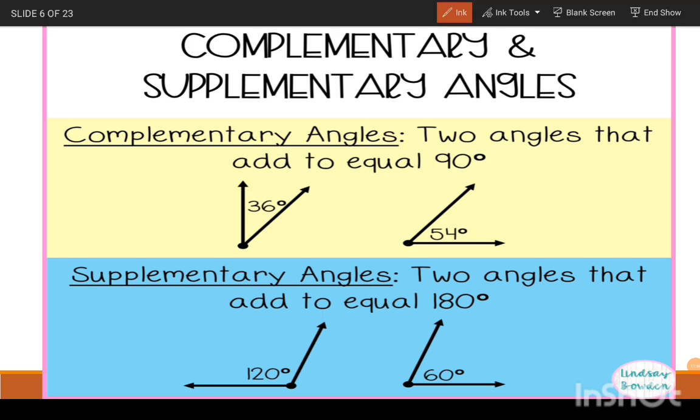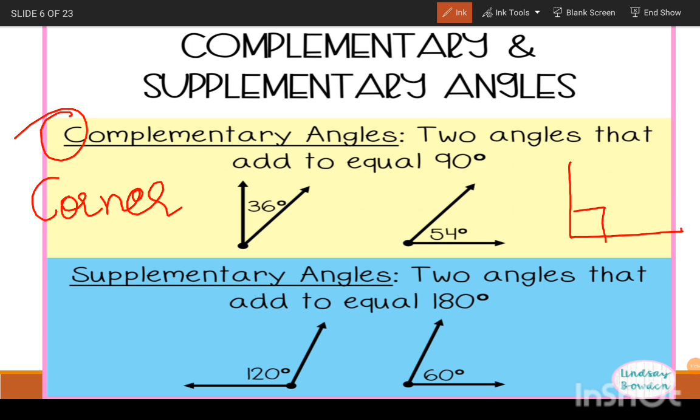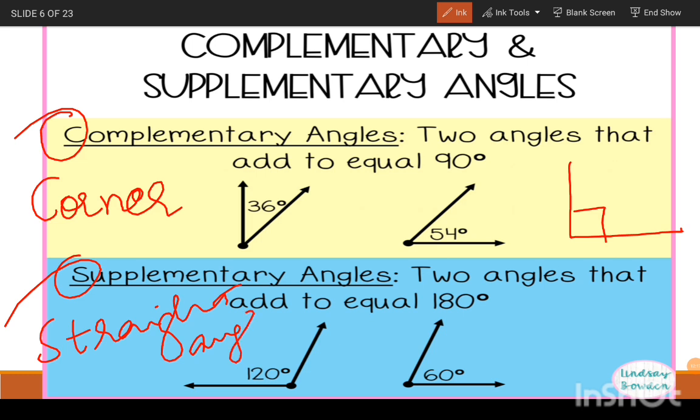Learn it by the trick: corner, and we have a corner in 90 degree, the right angle. So complementary angles are the two angles that have the sum 90 degree. And supplementary angles are the two angles that have the sum equal to 180 degree. The S of supplementary stands for straight angle. And in a straight angle, the angle is 180 degree. So we can learn from that.